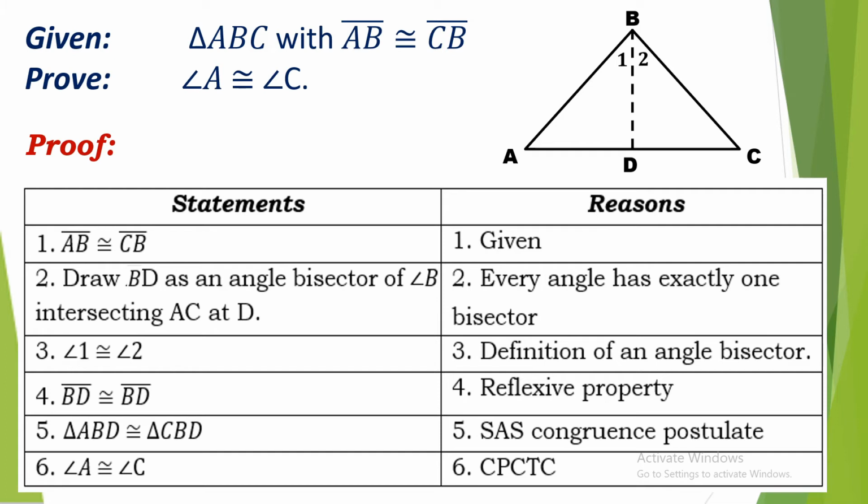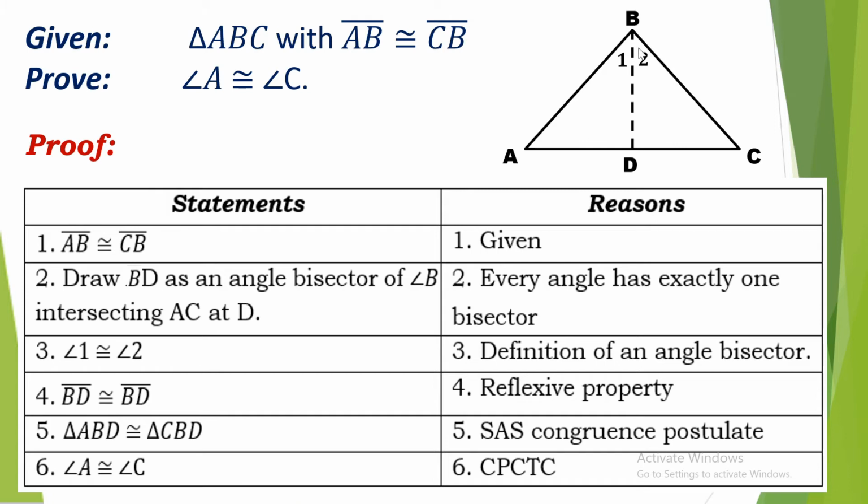Now, since we had identified three congruent parts, then we can now say the triangle ABD is congruent to triangle CBD. Take note that there are two pairs of congruent sides and a pair of congruent angles. Now let us determine if the given pair of congruent angles is a pair of included angles or not. AB is here, BD is here, so the included angle is angle 1.